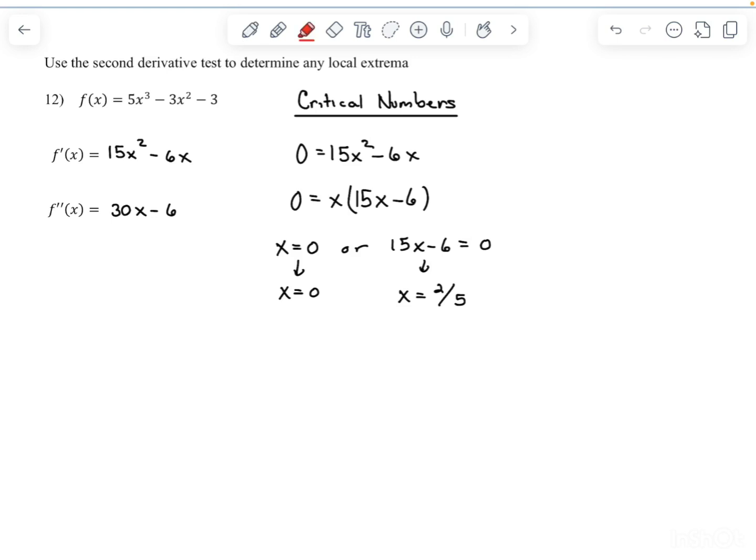Now to determine where the derivative is undefined. Since the derivative is a polynomial function, the domain is all real numbers. This means that there are no values of x that make the derivative undefined. So the only two critical numbers are going to be 0 and 2/5. Now to apply the second derivative test to determine if the critical numbers are relative minimums or relative maximums.